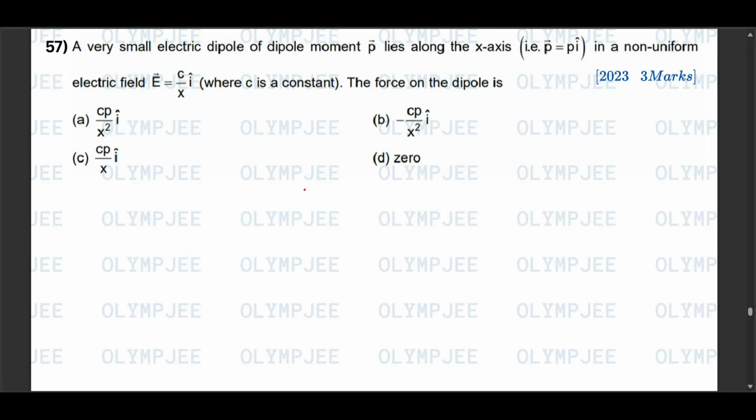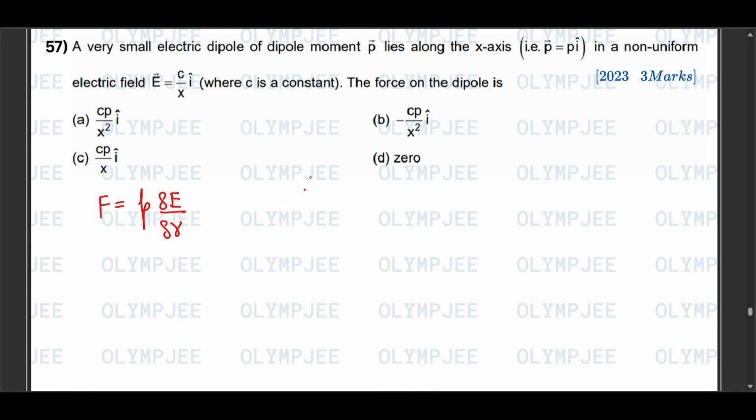So question 57 says a very small electric dipole of dipole moment P lies along the x-axis in a non-uniform electric field given by this. So the force on the dipole is... The force on a dipole can be given as the dipole moment multiplied by dE by dr.